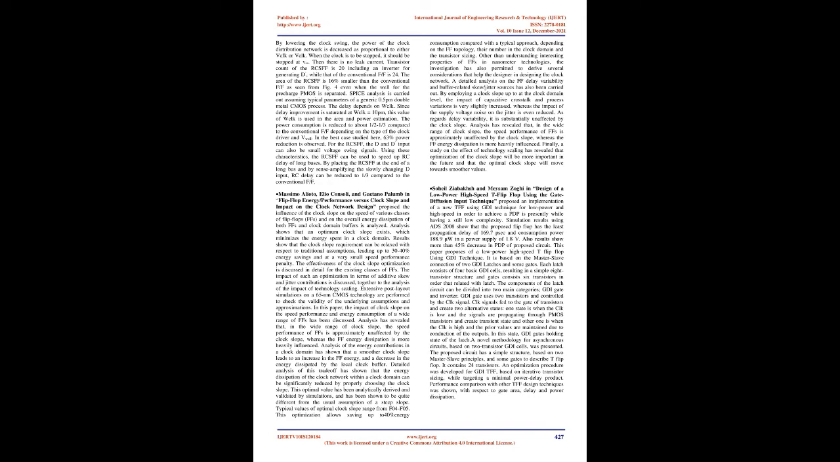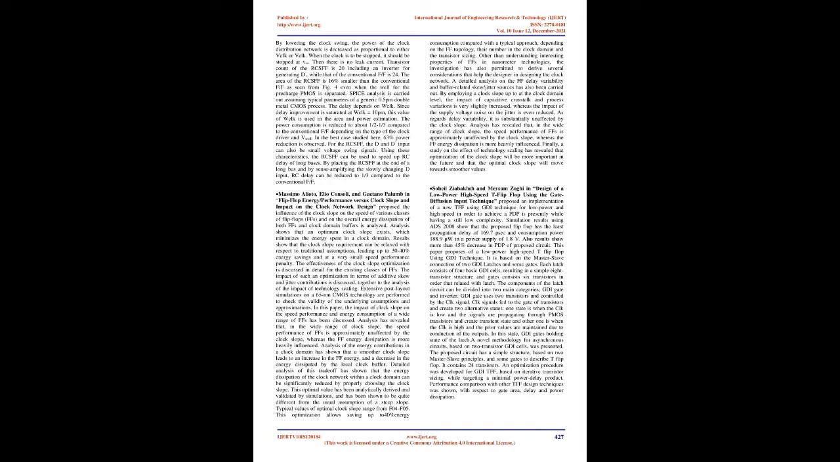The GDI gate uses 2 transistors and is controlled by the CLK signal. CLK signals are fed to the gate of the transistors and create 2 alternative states. One state is when the CLK is low and the signals are propagating through PMOS transistors and create a transient state, and the other is when the CLK is high and the prior values are maintained due to conduction of the outputs. In this state, the GDI gates hold the state of the latch.